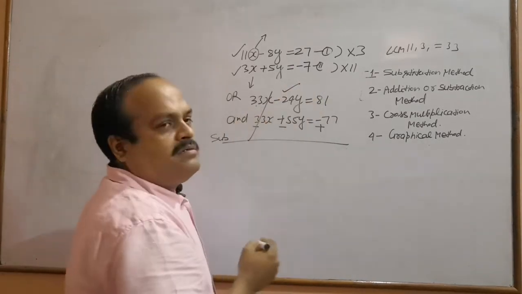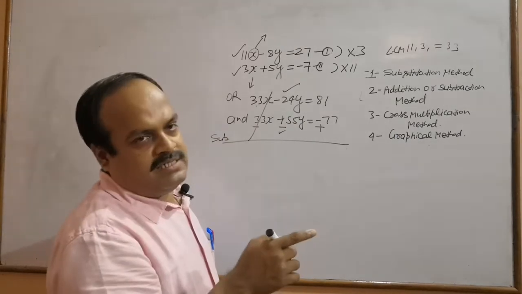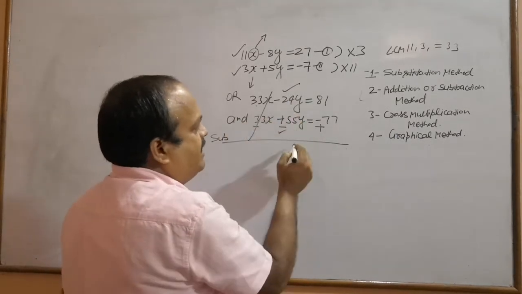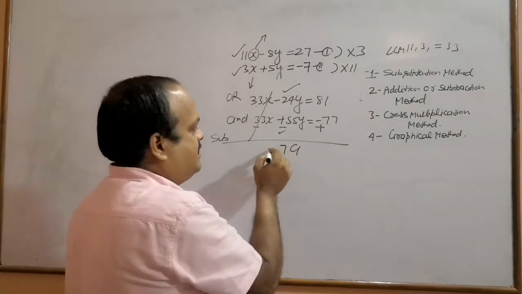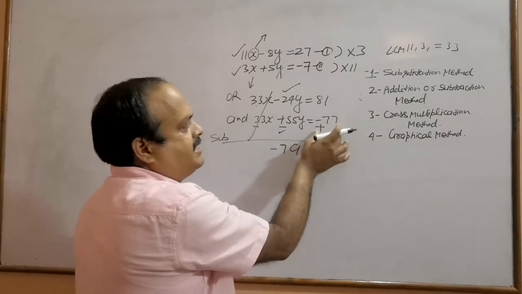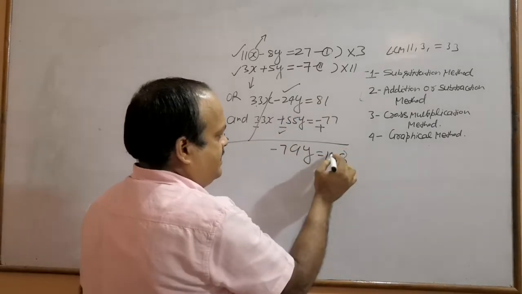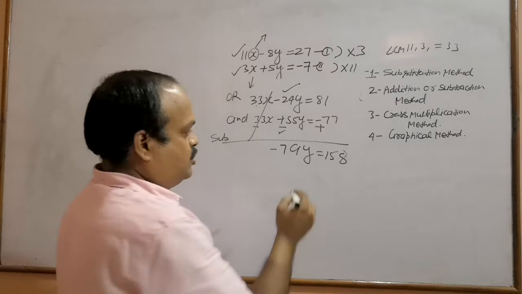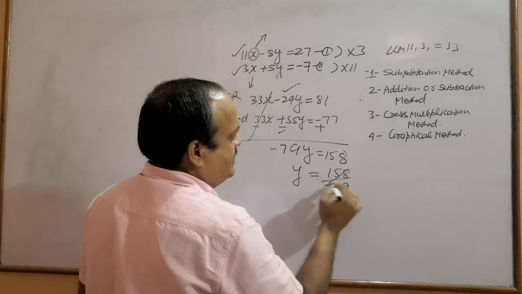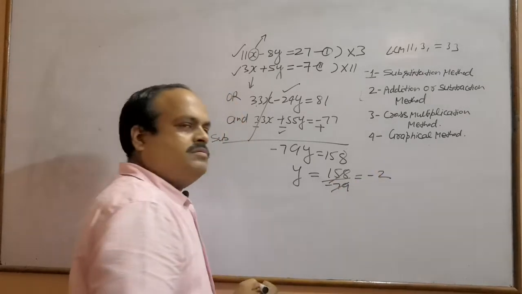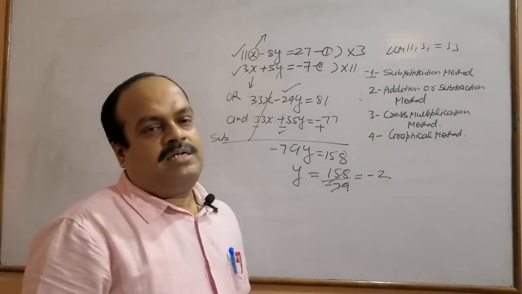Here this is negative, this is also negative. As I told you, same signs should be added. So add them: 5, 4, 9, 5, 2, 7. So you will get minus 79y. Here the same signs should be added. So 178, 7, 8, 15, 158. So to get the value of y, do the division, 158 upon minus 79. You will get minus 2, as I got in the first method. So the value of y is minus 2.